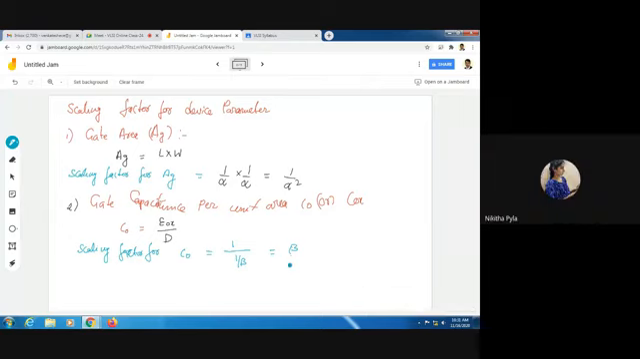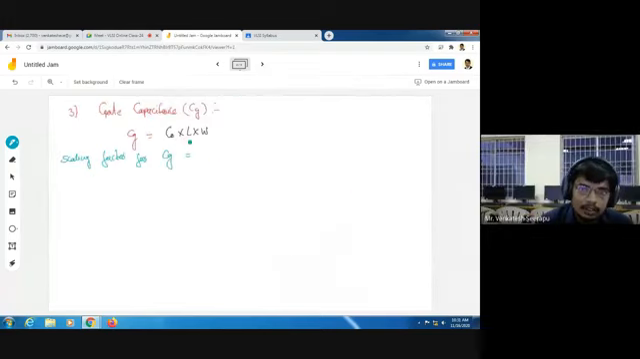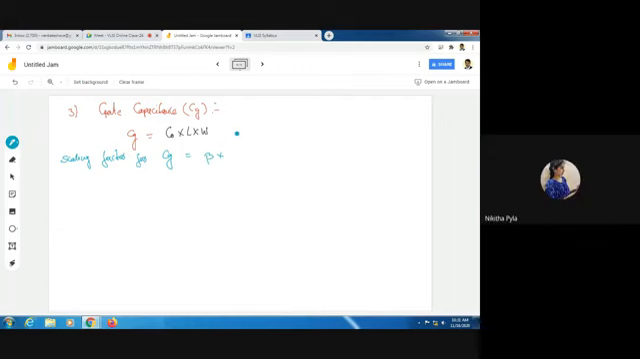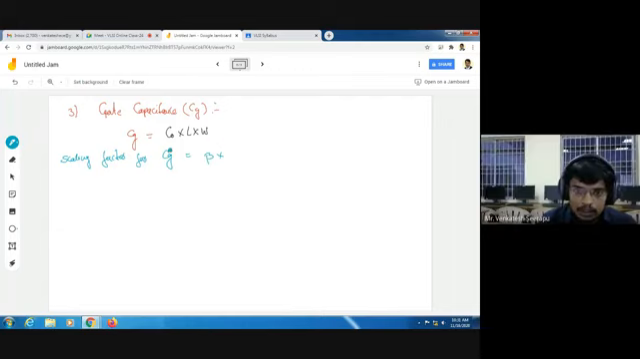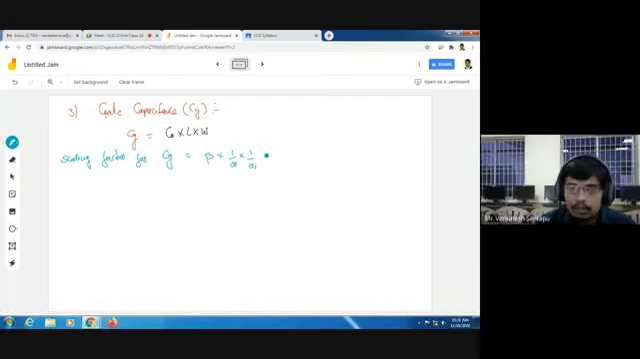Beta, sir. Beta. Now tell me what is the scaling factor for CG? The C naught has a scaling factor beta. What is the scaling factor for L? 1 by alpha, sir. Yes, it is 1 by alpha. What is the scaling factor for W? 1 by alpha, sir. Now, what is the scaling factor now?